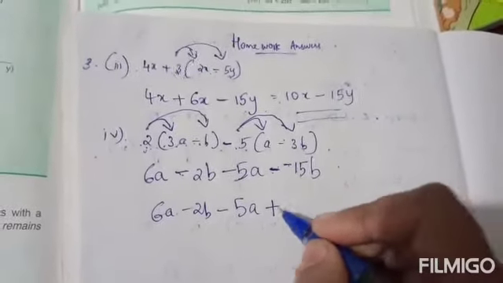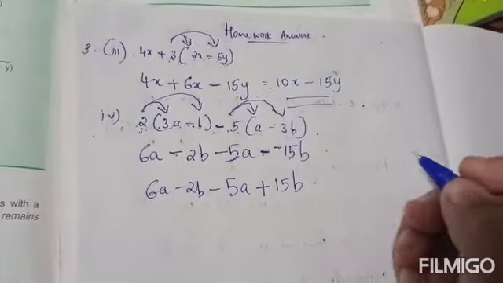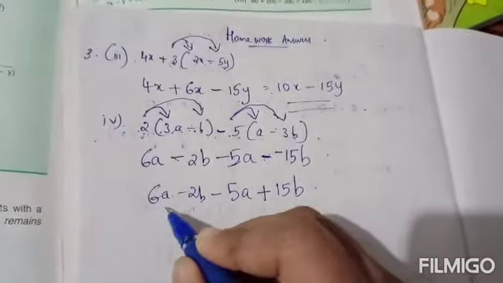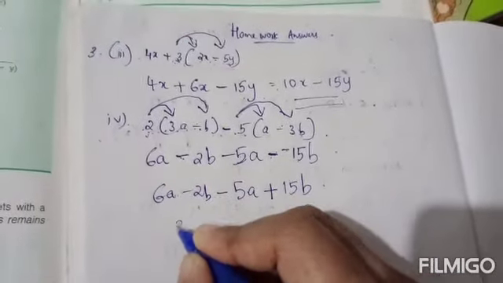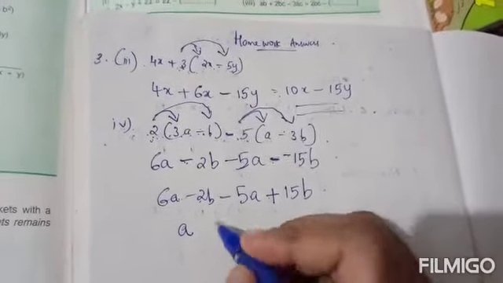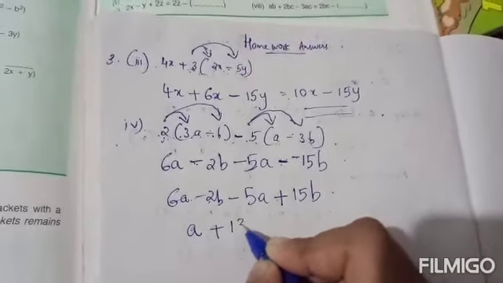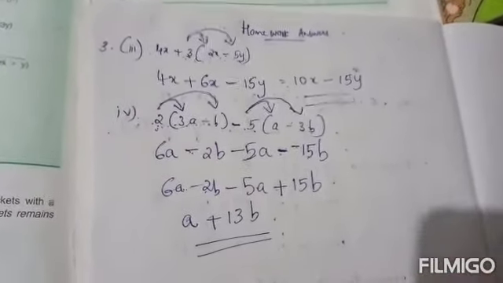Okay, so plus 15b. Now like terms you can subtract or add. 6a minus 5a, it is a. Minus 2b plus 15b, it is plus 13b. So the answer is a plus 13b.